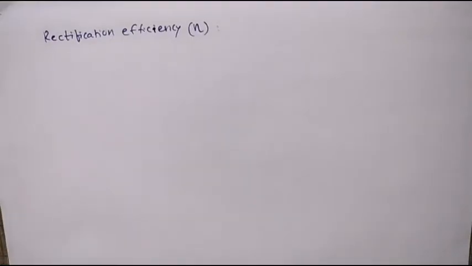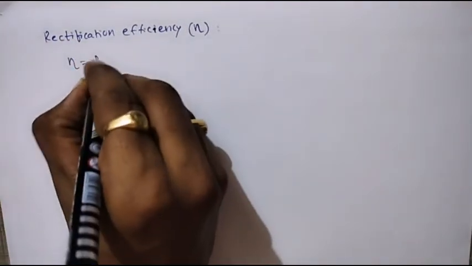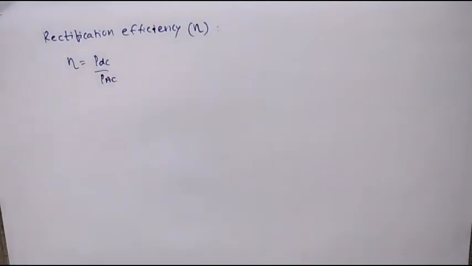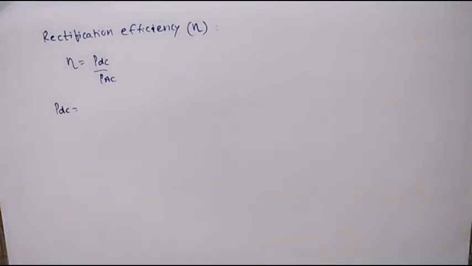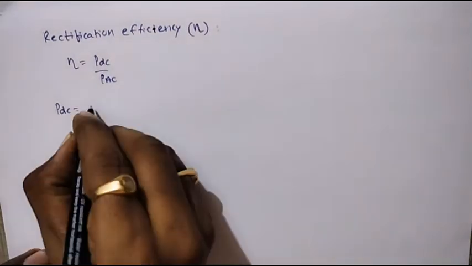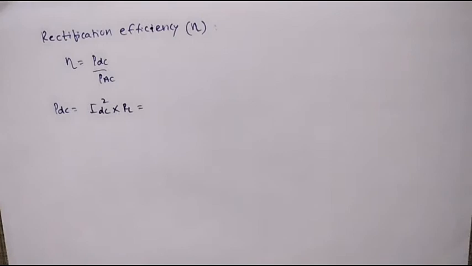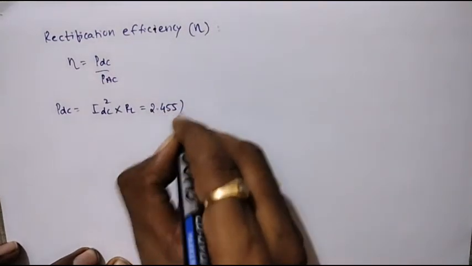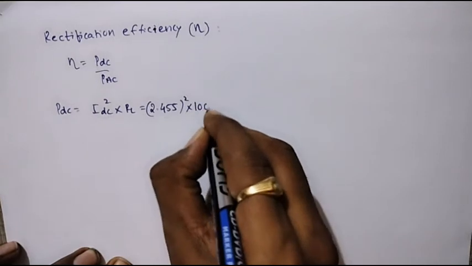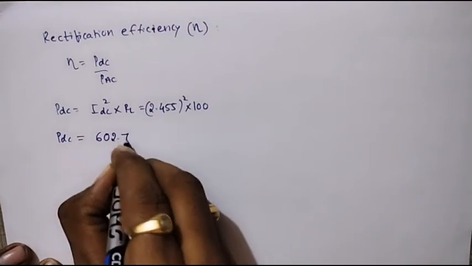We know that the rectification efficiency η is given by PDC by PAC. PDC first: PDC is nothing but the DC output power, which is equal to IDC square into RL. So IDC is 2.455, squared, into RL, which is 100. Therefore PDC is 602.7 watts.